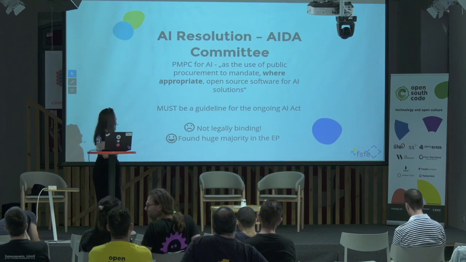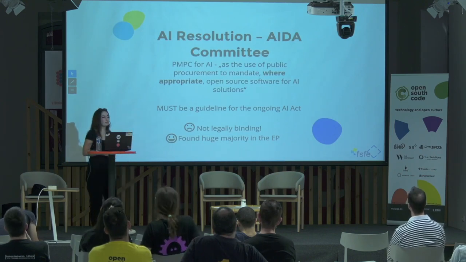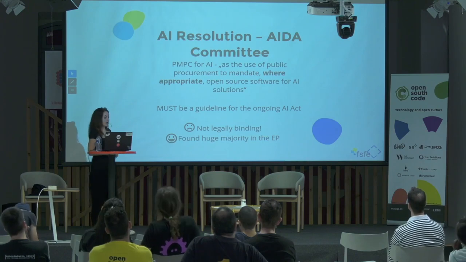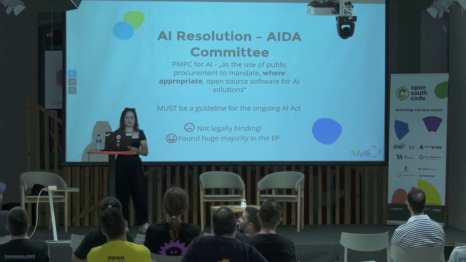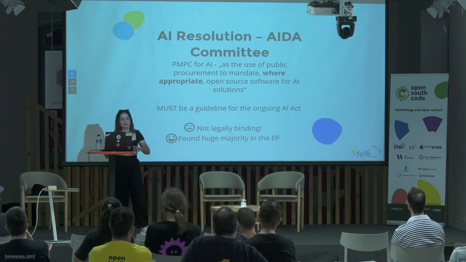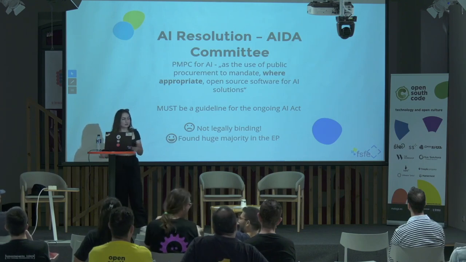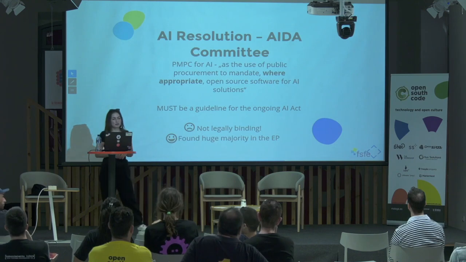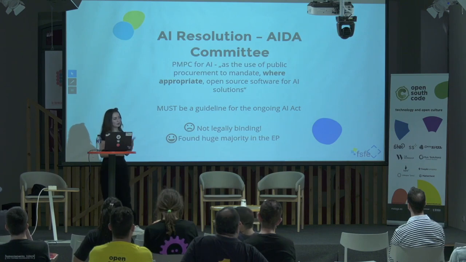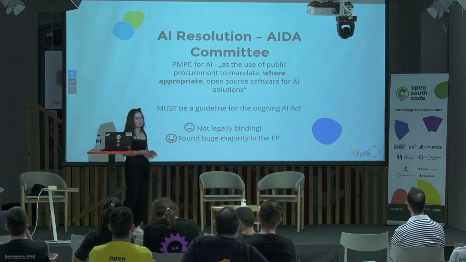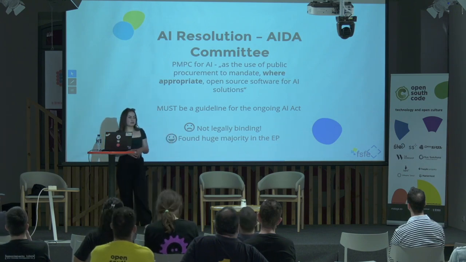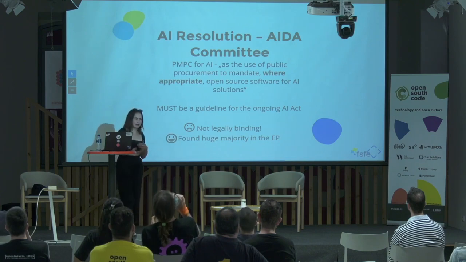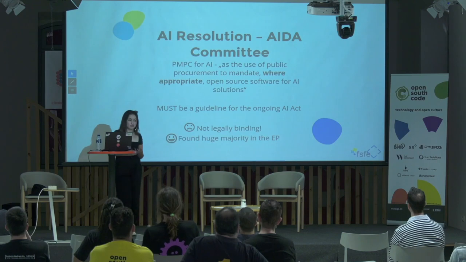Okay, so let's start with the AI resolution. When the EU institutions wanted to regulate AI technologies, the Parliament created a specific committee called the AIDA Committee, which was created mainly to work on this resolution. First of all, this is a resolution, not a regulation, which means that it's not a legally binding document. But it was supposed to serve as a guideline for the ongoing AI Act, which is the regulation.